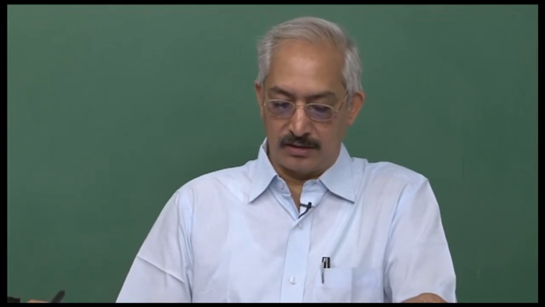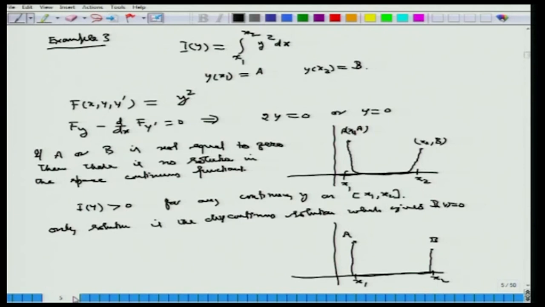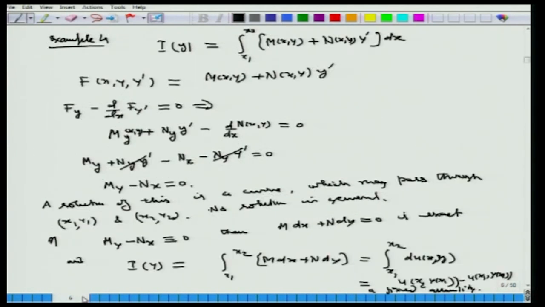So, if a and b are not both 0, that means the points (x1, a) and (x2, b) are not on the x axis, then there is no solution of this problem in the space of continuous functions. The only solution to this problem is a discontinuous function given by this figure here, and so we do not have an extremal in general in the space of admissible curves.